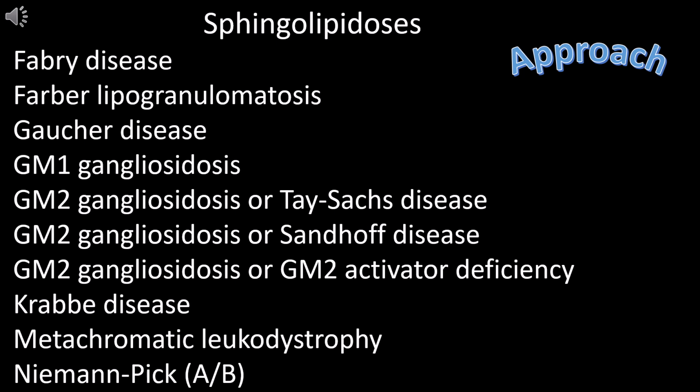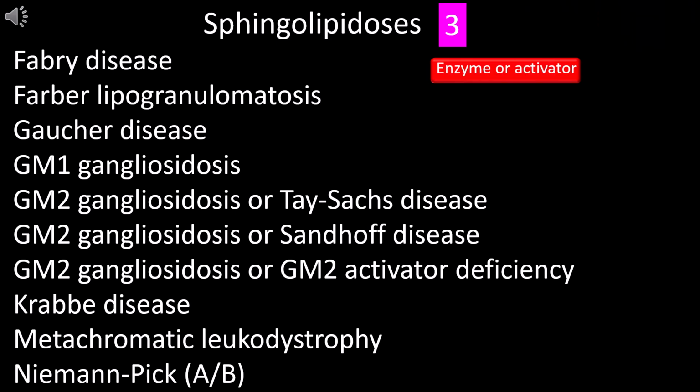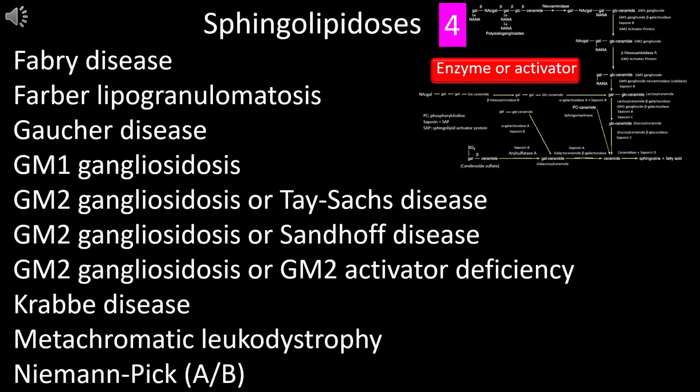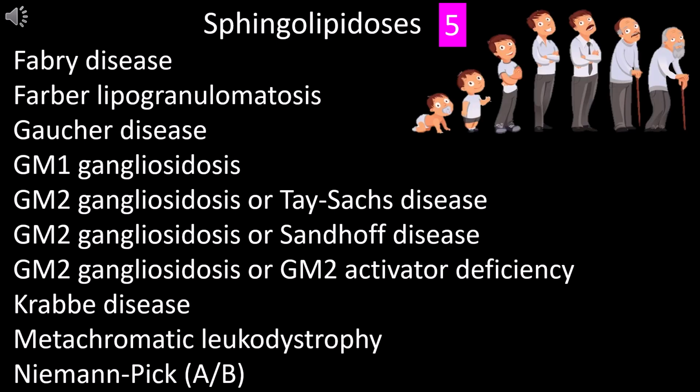So, our approach during this talk will be to name the mutated gene, name the sphingolipid involved, name the deficient enzyme or activator, and indicate its place in the catabolic pathway. Then I will indicate the anatomical systems responsible for the salient clinical manifestations of each condition, keeping in mind that with global brain involvement, time is often the arbiter of the neurological manifestations.